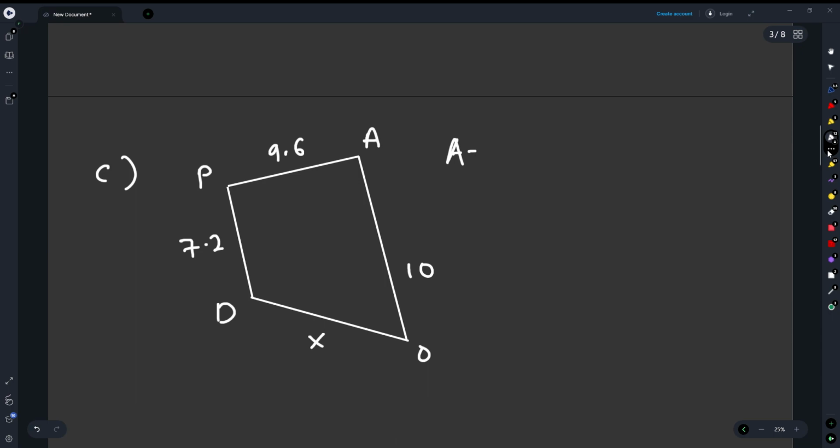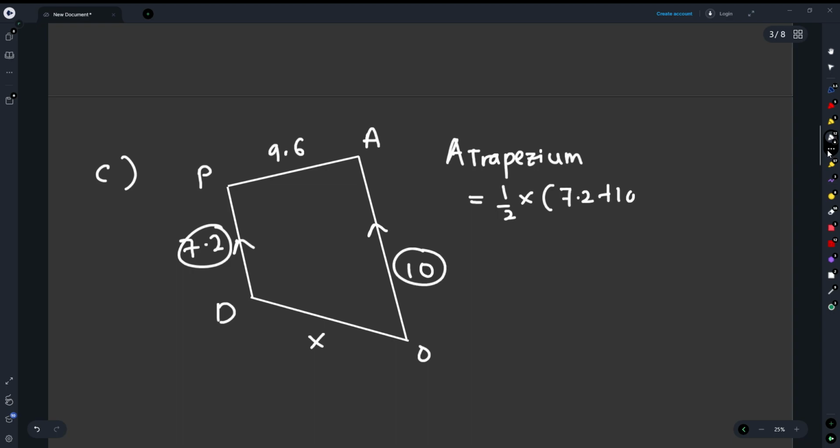So the area of a trapezium is equivalent to the formula 1 over 2 multiplied by the sum of parallel sides. So these are the parallel sides. So 7.2 plus 10, multiplied by the height, which is 9.6. So the area of the trapezium will end up being 82.56 centimeter square. But that is not the final answer. You have to minus the segment.